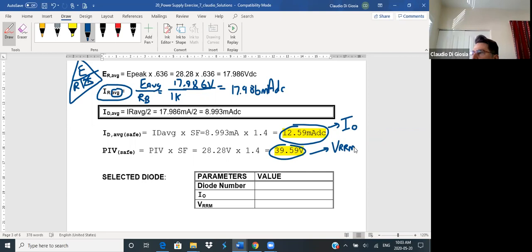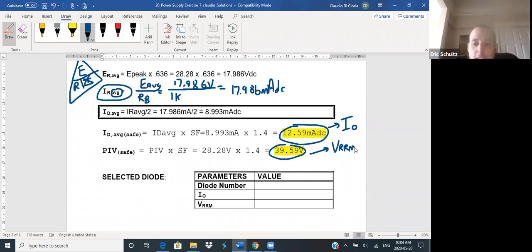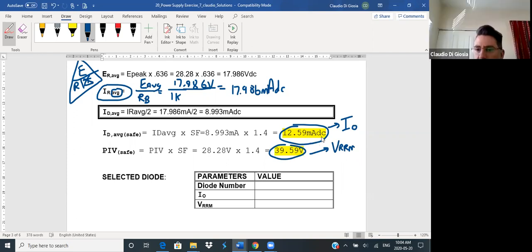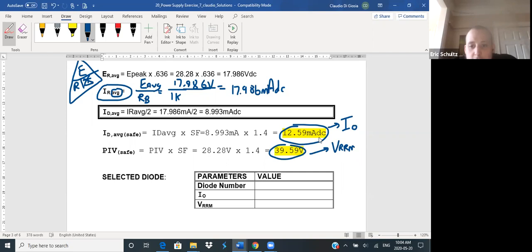Am I going too quick? Am I going too slow? Okay, I have a question. So ID average safe, and the units at the end is milliamps DC. How do I know that it's milliamps DC at this point? I get what that means, but I don't know how we just knew that it was milliamps DC. Is it the milliamps or the DC you're having an issue with? It's the DC.